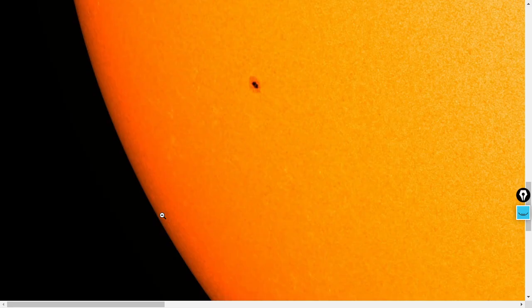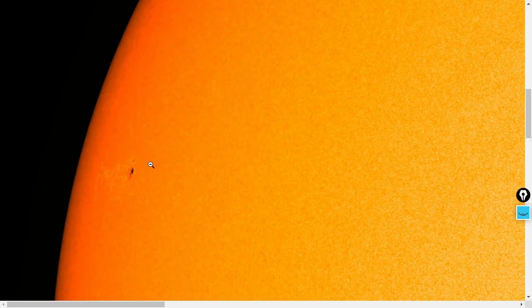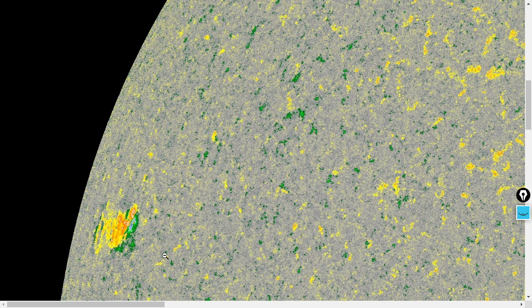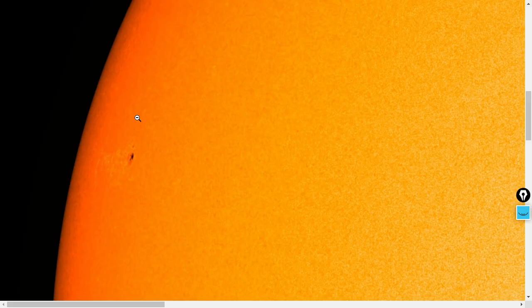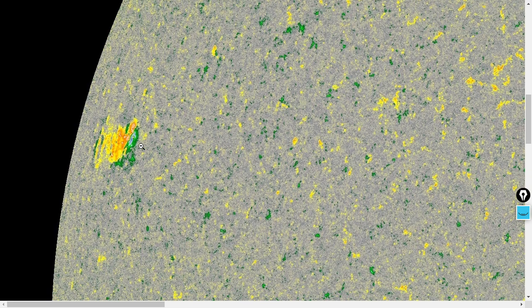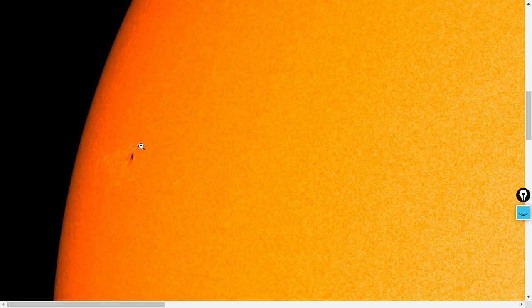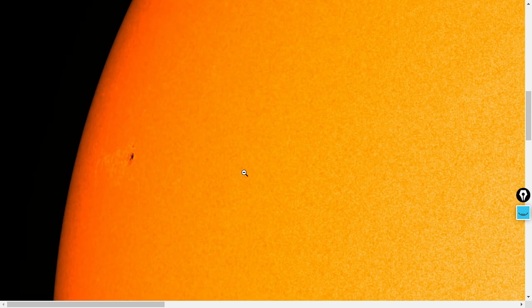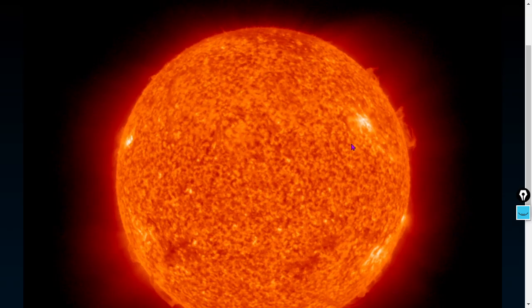Alpha class, and turning into a beta class. Check it out. We've got new fields. That is now a beta class sunspot, so that's a little more likely to produce flares.